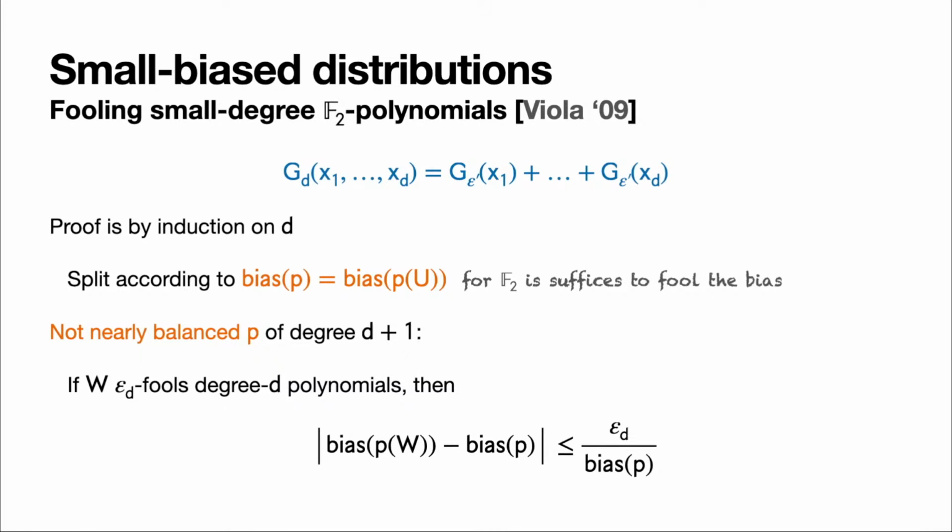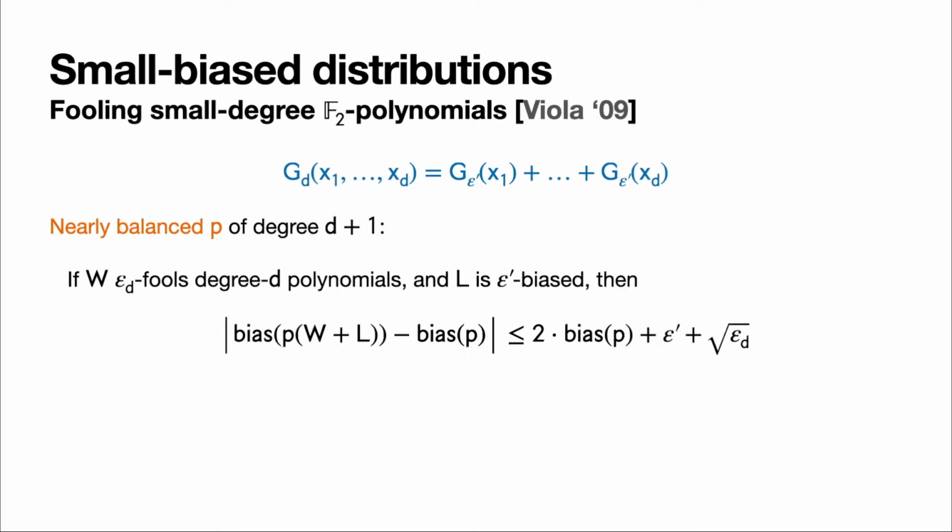Turns out that not nearly balanced is the easier case, because if you have some distribution that fools degree D polynomials, it already fools degree D plus 1 polynomials up to this bias error. And it uses the notion of directional derivatives that automatically reduces the degree by 1. This is how the induction works. This is the easier case. And the nearly balanced case, this is what you get.